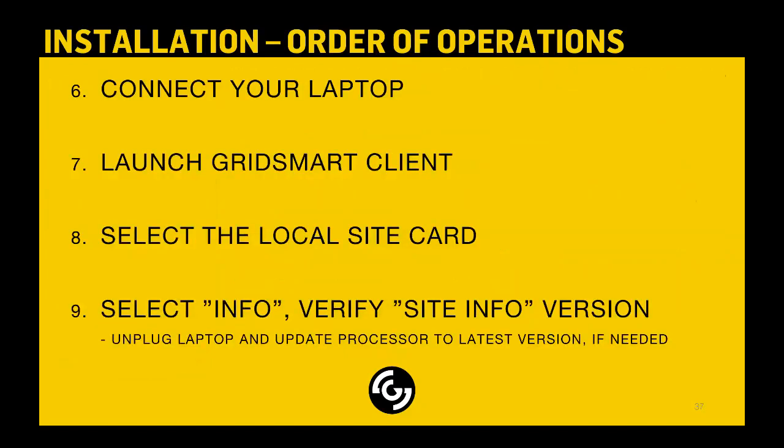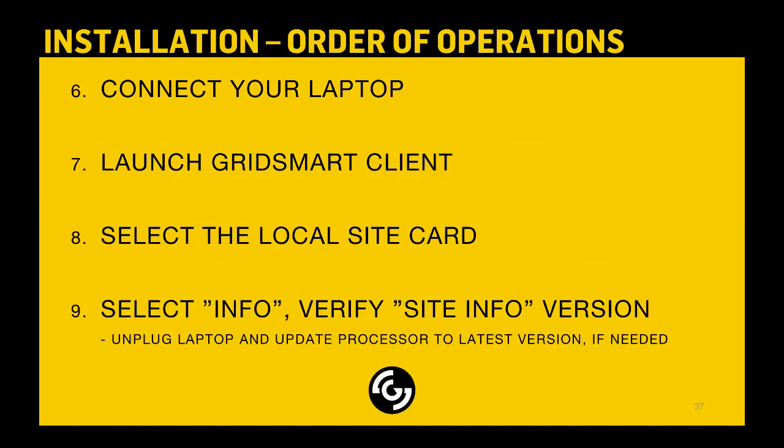All right, next step is you want to connect your laptop and then launch the GRIDSMART client. And once you launch the GRIDSMART client, you will see the local site card. And at this point, we haven't connected a camera to the processor if you've been following along, but you will see just a black factory default site card. And the reason behind this step is the next step is going to be clicking on that site card and then selecting the info icon and verifying the version that the processor is running.